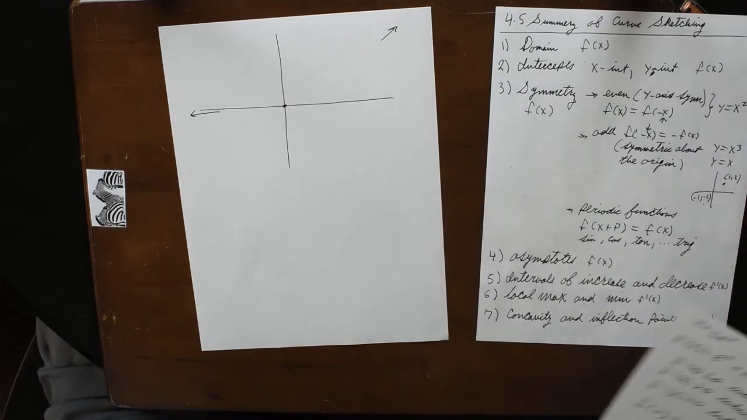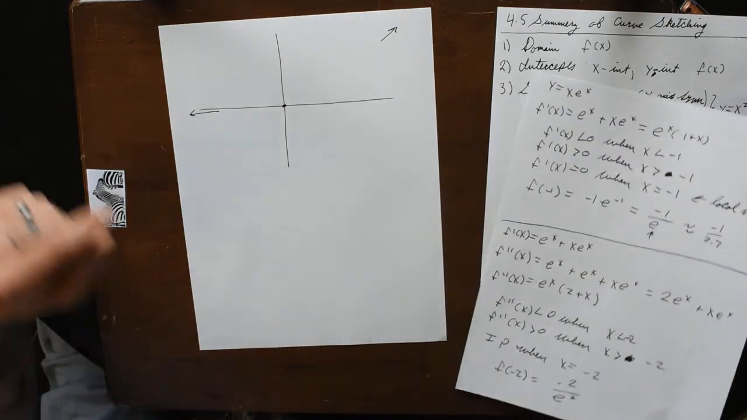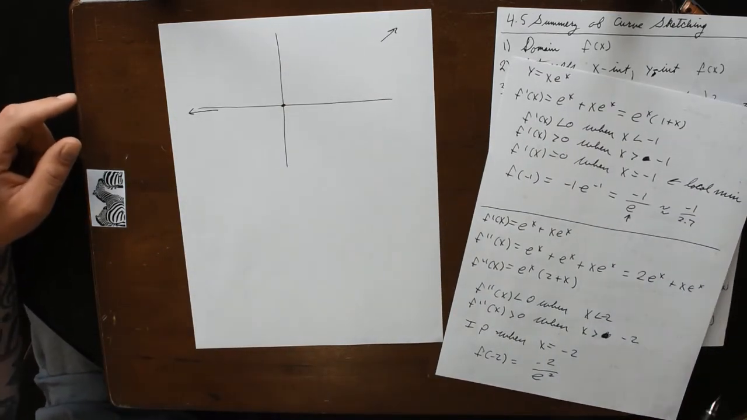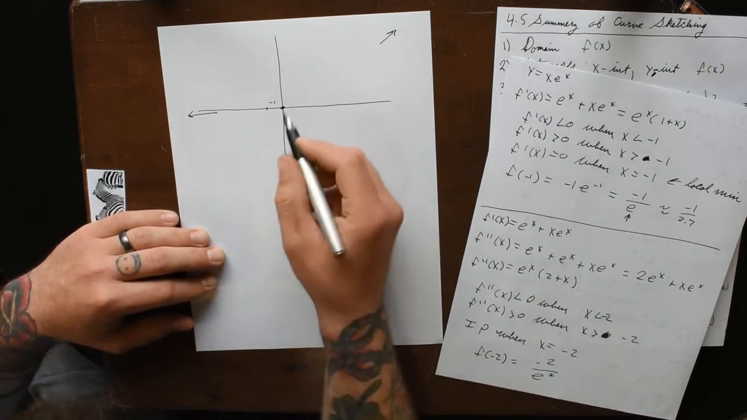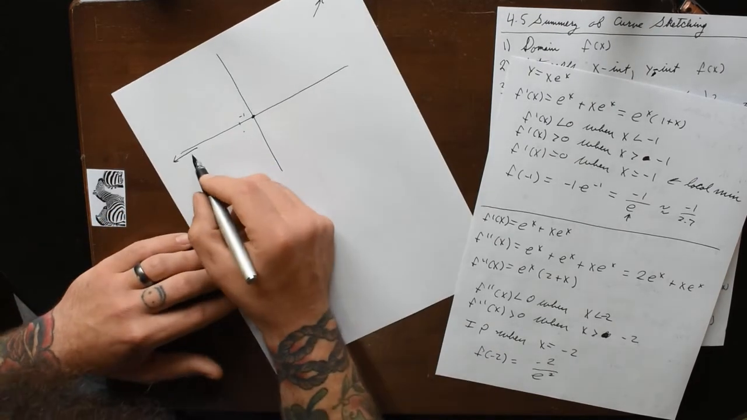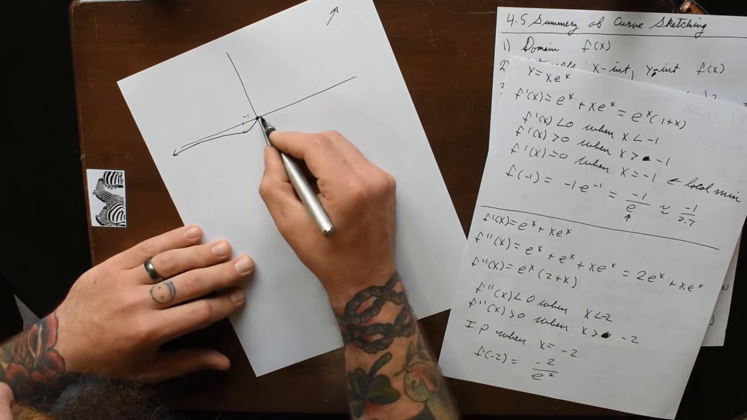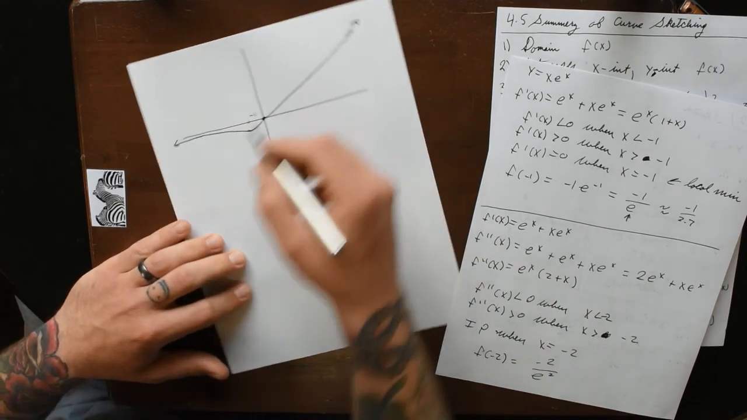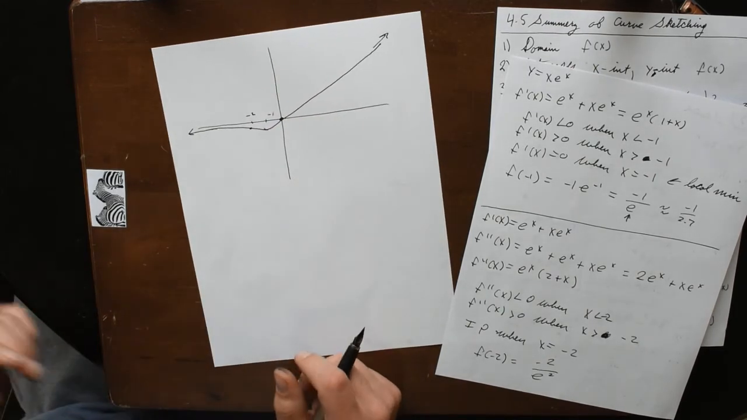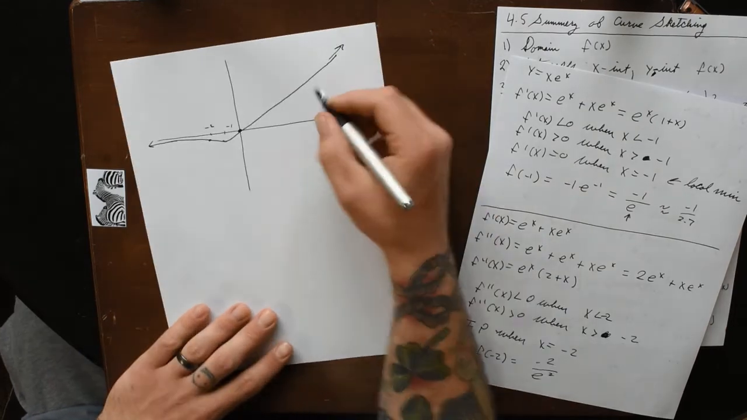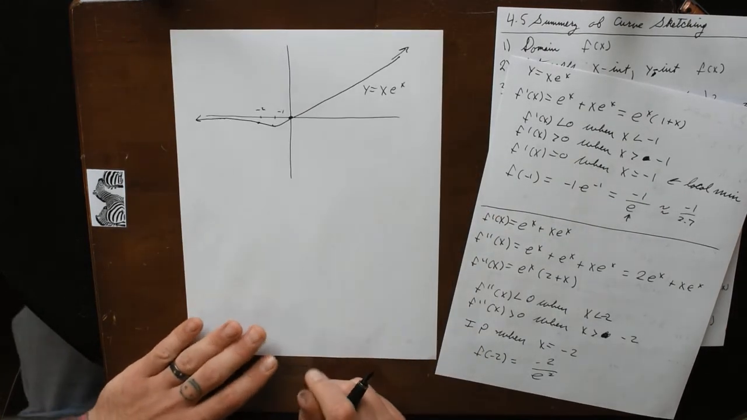4 was talking about asymptotes. 5 was talking about increasing and decreasing. So we know that we're going to decrease to negative 1, and then we're going to start to increase. And we have this inflection point here at negative 2. So this is kind of my sketch of what y is equal to x e to the x looks like.